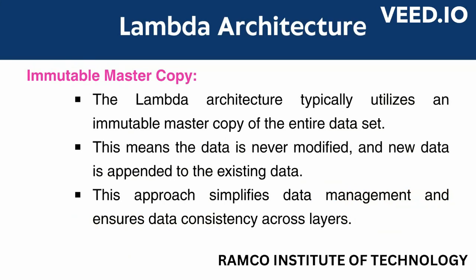Then, one more important feature of Lambda architecture is the immutable master copy. The Lambda architecture typically uses an immutable master copy of the entire data set. This means the data is never modified and new data can be appended to the existing data. This approach simplifies data management and ensures data consistency across the layers.